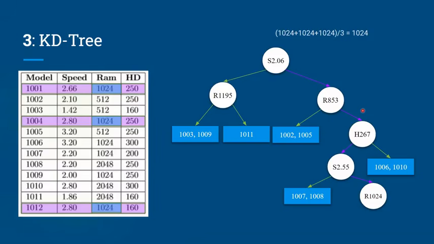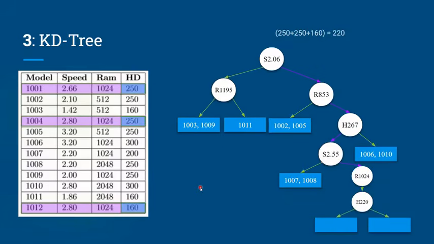We go on and consider the next column value in order, which is supposedly HD, speed, RAM, HD, speed, RAM, HD. So this one would just point to another node, which would be a hard drive value. Then we add up 250, 250, and 160. Adding those up, we would have 220 after taking the mean average.